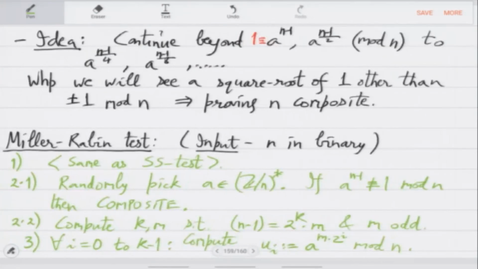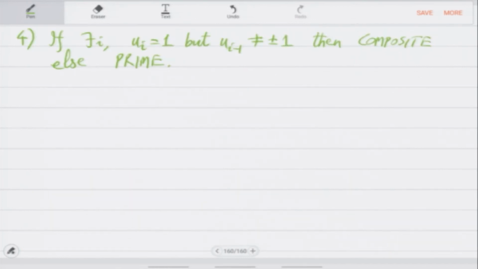So again, since we are doing repeated squaring for a raised to m, and then we are doubling, this you can show is doable in log square n. So the time complexity is O tilde log square n. Okay, so this is definitely polynomial time. In fact, it's very fast. Like Solovay-Strassen, it's quadratic time.